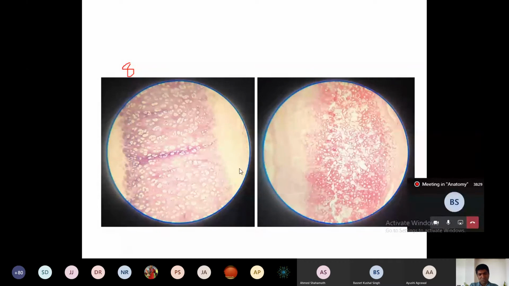And distribution: very widely distributed in the body. You can find it in the articular cartilage, in the costal cartilage, in the laryngeal cartilages. So this distribution you can always write.